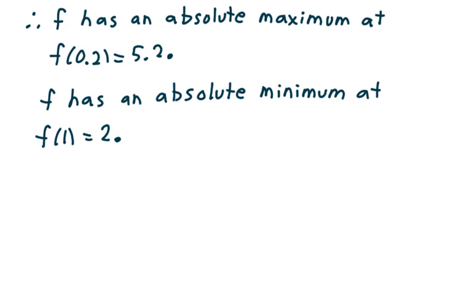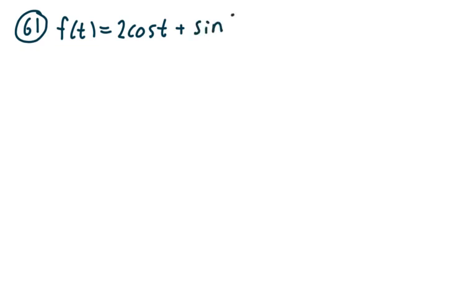Let's take a look at problem number 61. And that'll be the last one for this video here. Suppose I have f of t is equal to 2 cosine t plus sine 2t, and the interval is 0 to pi over 2.